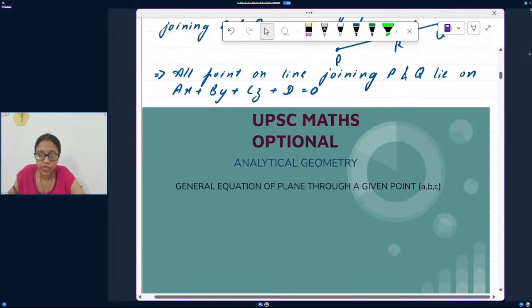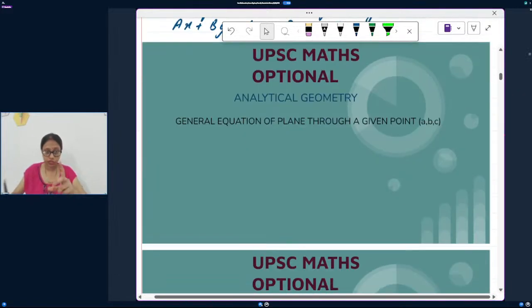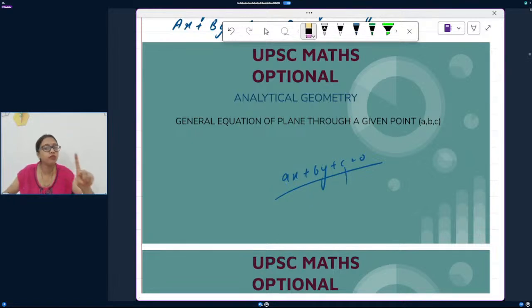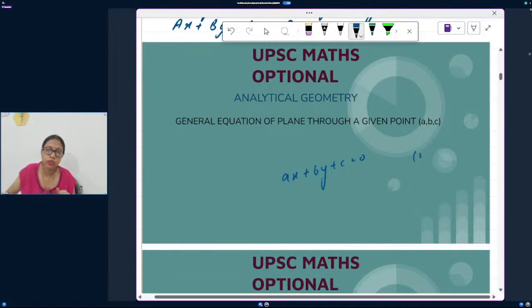General equation of a plane through a given point. Now this is interesting. What I have written is a general equation. I don't have any information. For example, if I write the equation of a line, I have ax + by + c = 0. I don't know anything about this line. A can be anything, B can be anything, C can be anything. But when I have information about a line, I can eliminate one of them. For example, if I give you only one piece of information about this line, that the point (1, 2) is passing through that line.